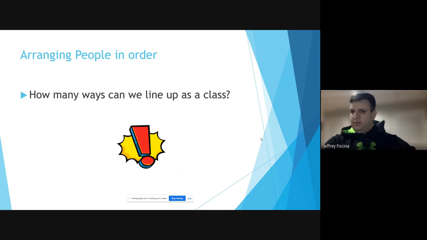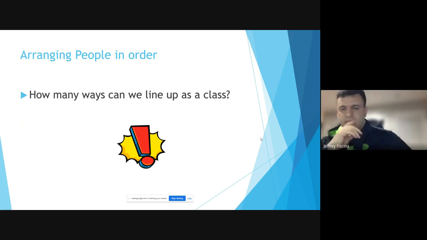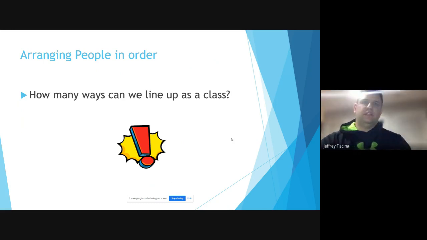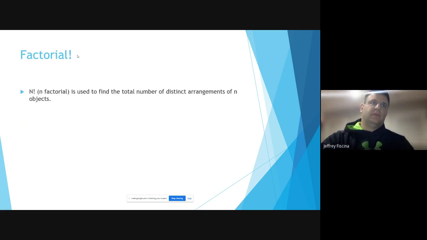That's factorial. You start at a whole number, and you start working your way down all the way to 1, multiplying all those numbers together. That's what factorial is. We use the exclamation point as an operation. Just like a plus sign and minus sign, the exclamation point is an operation. So that's not n, that's n factorial. And it's used to find the total number of distinct arrangements of n objects.